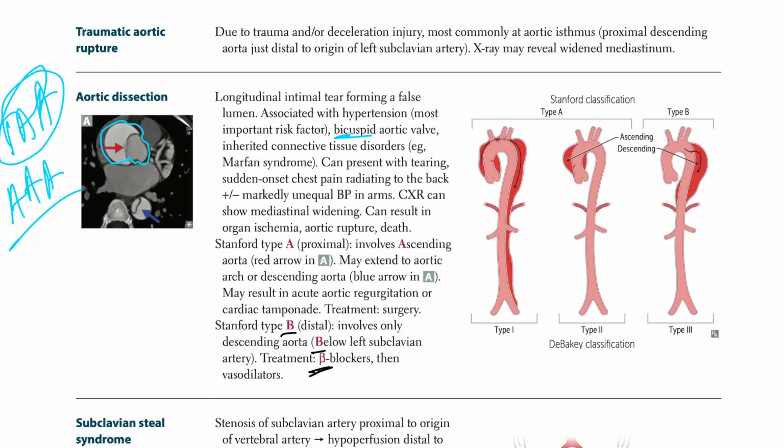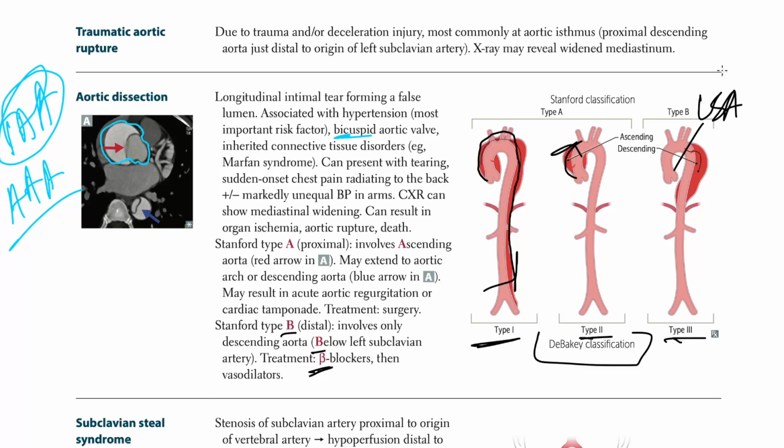The other classification is the Beck classification, which is type 1, type 2, and type 3. Type 1 starts from the ascending aorta and goes all the way, while type 2 just starts and stays in the ascending aorta, nowhere else. Type 3 starts after the left subclavian artery. But I think the most high yield is the Stanford classification. Nonetheless, look at the other one as well. Super easy. No rocket science about it, right?